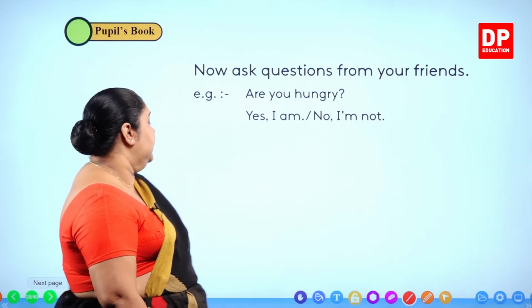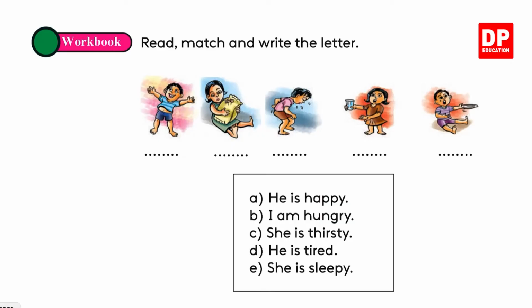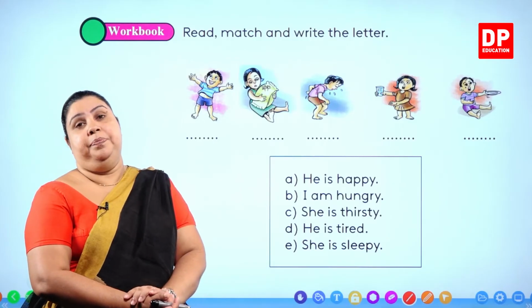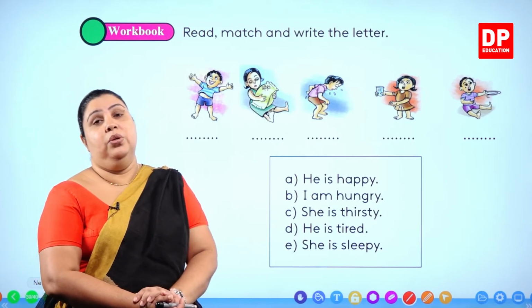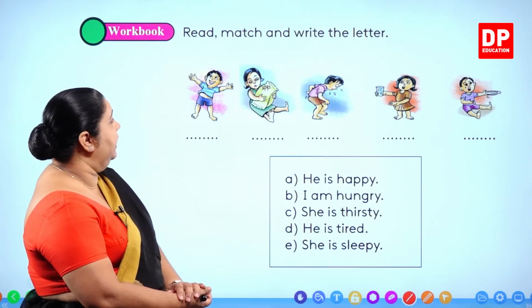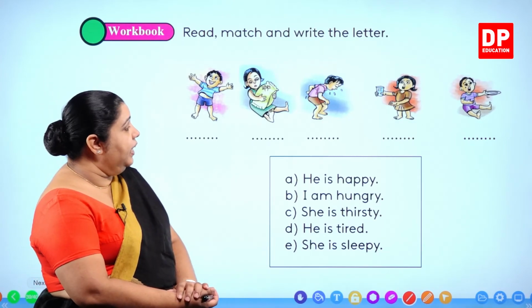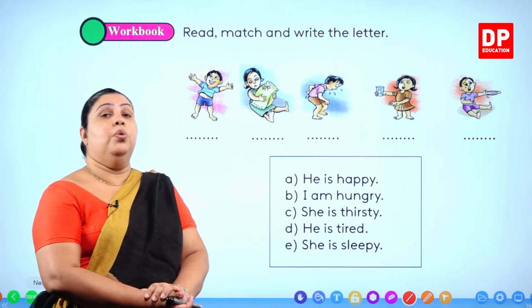Now, let's complete our workbook activities. Okay. Read, match and write the letter. Read, match and write the letter. First it tells us to read, match, and then write the letter.